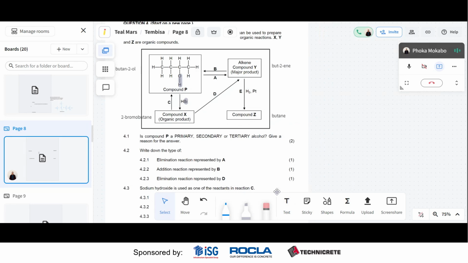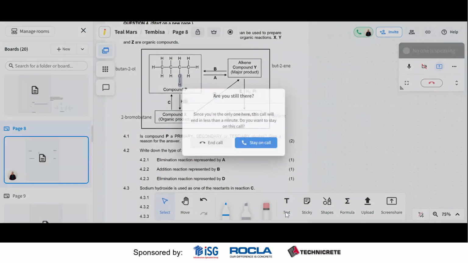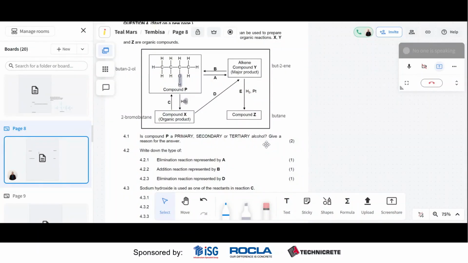Now we finally can look at what the questions have in store for us. Let's start with 4.1. Is compound P a primary, secondary, or tertiary alcohol? Give a reason for your answer.